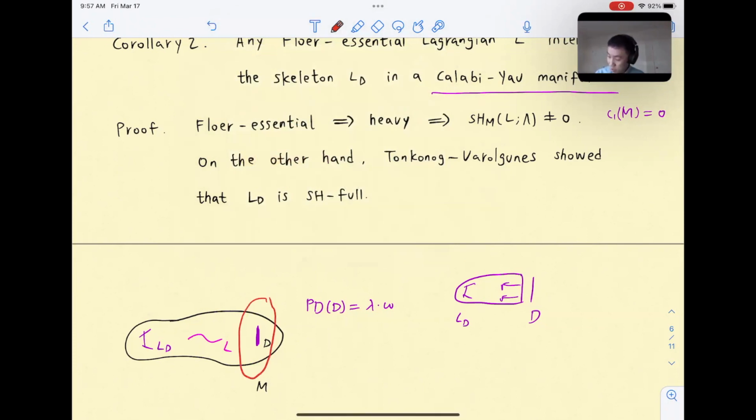Suppose this is our K. Then initially it's just a tubular neighborhood of this D, and one can show this D is stably displaceable, so this K has vanishing relative invariant.